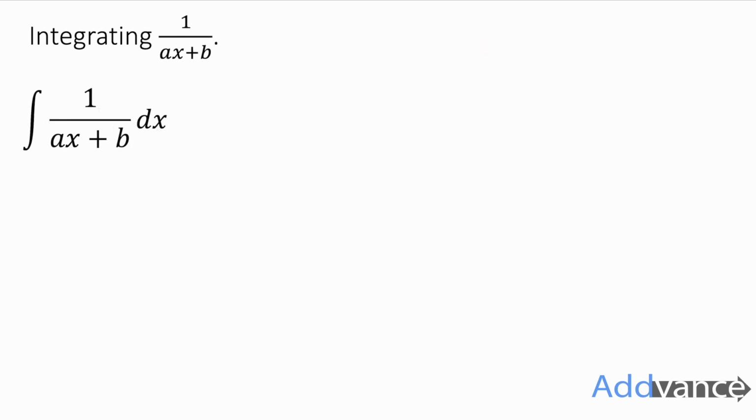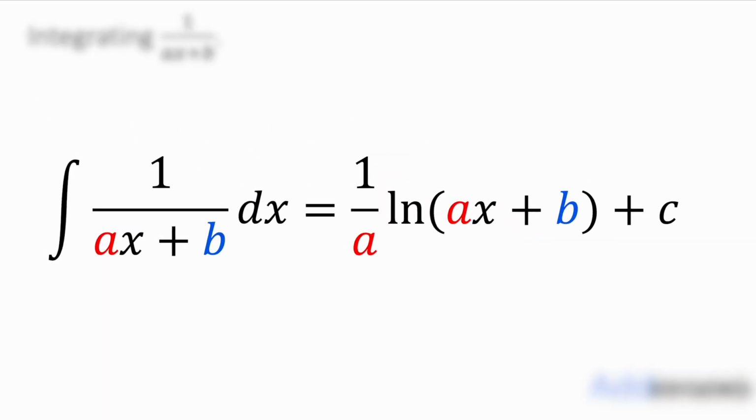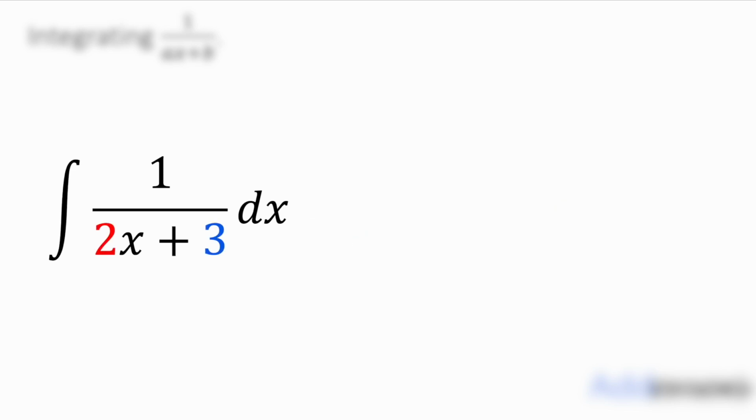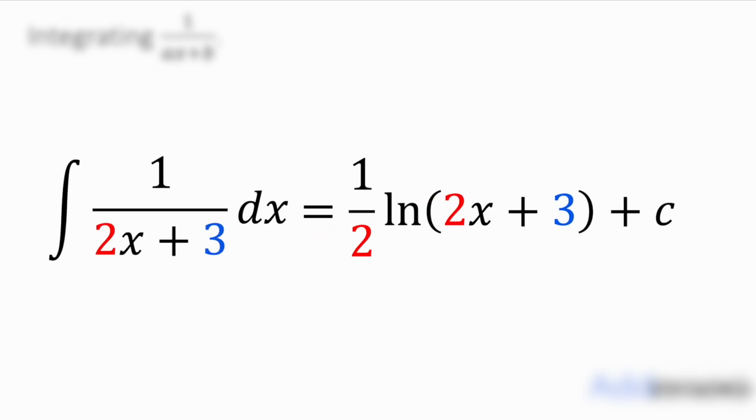Now let's look at integrating 1 over ax plus b. And this becomes 1 over a ln of ax plus b. So we just divide by the a here, inside the bracket. The bracket stays the same, like this. And let's look at an example of this. The integral of 1 over 2x plus 3. We divide by the 2, and then it's ln of the bracket. And we just put a plus c on the end. Very, very simple, very, very nice.